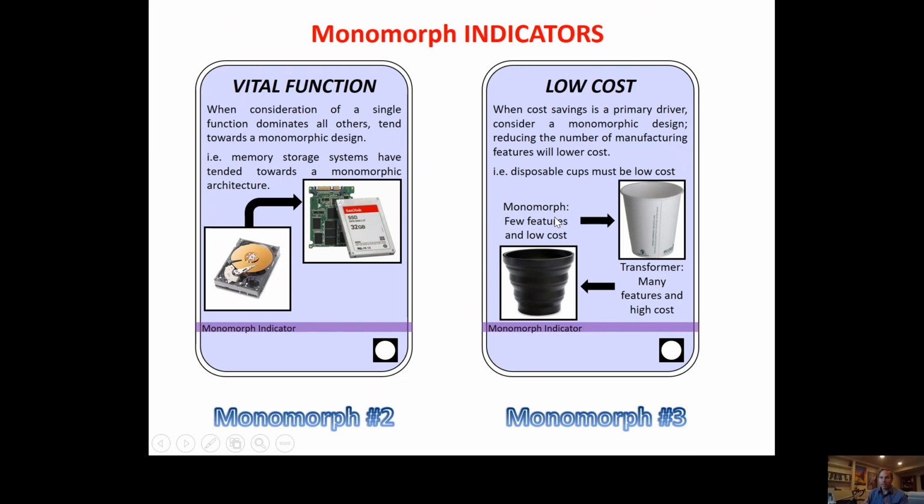Transformation usually adds complexity, it adds parts, it adds cost. So if you can get by with something that does a simple function and can be low cost, you want to do that. So disposable cups are a great example of that. Although I will say they do make disposable coffee cups that have the little handles on them, but they're more expensive.